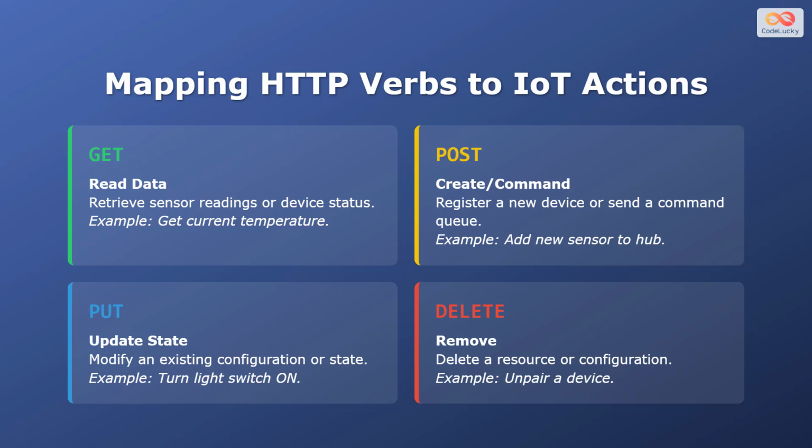To interact with these resources, we use standard HTTP verbs. We use GET to read data, like checking the temperature. We use POST to create new data or send commands. We use PUT to update the state of a device, like turning a switch on. And we use DELETE to remove a configuration or unpair a device.